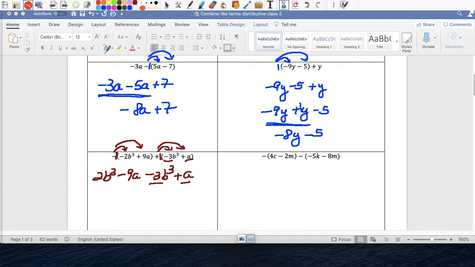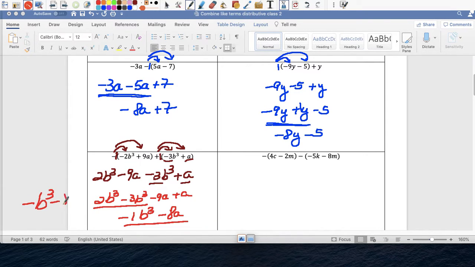Let's shuffle them around. Okay, so I'm going to put my like terms next to each other. So minus 2b3 minus 3b to the third power is just negative 1b3. I did not need to write that 1, but I just wrote it. And then negative 9a plus a is just negative 8a. My final answer. Actually, a better answer would have been negative b cubed minus 8a without the 1 there. It's kind of silly to write the 1 when there's only 1 b cubed.